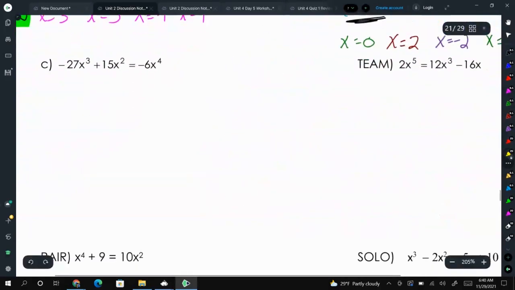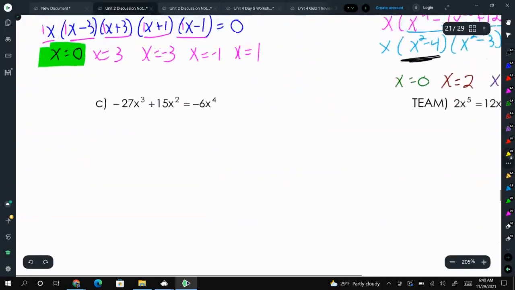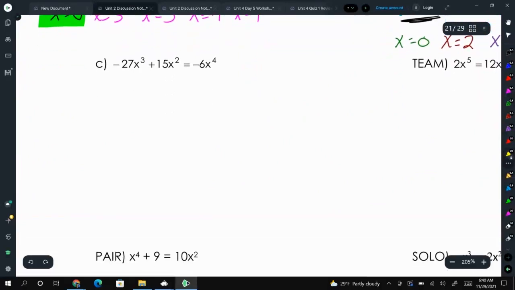Let's look at this one down here. We want this equation to equal 0, and we have a negative 6x to the fourth here, so I'm actually going to add 6x to the fourth to both sides. And this is going to get me 6x to the fourth minus 27x to the third plus 15x squared equals 0. Now I'm going to divide everything by 3.